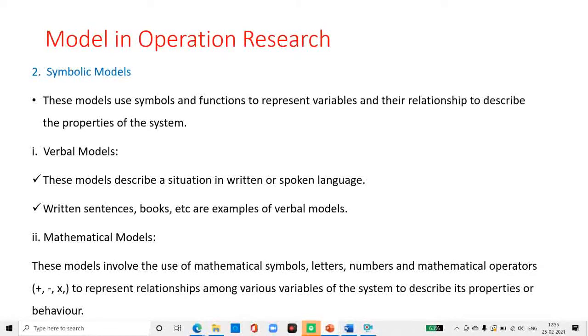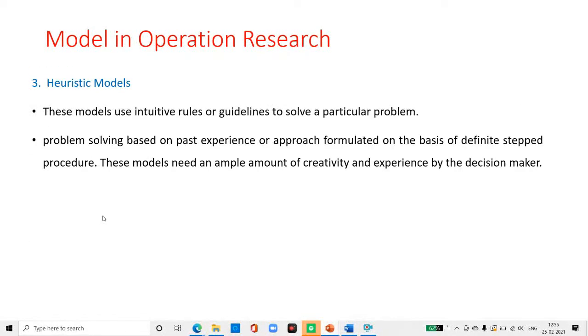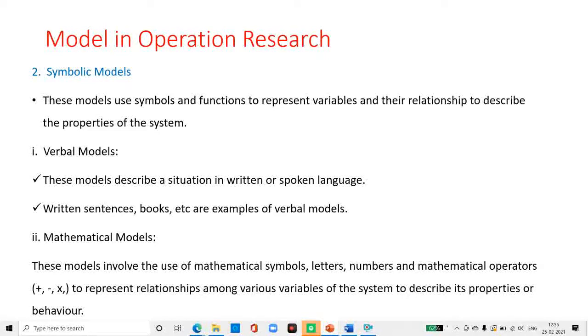So written sentences, like books, etc. So these are the examples for the verbal model, that is, written sentences, books, etc.